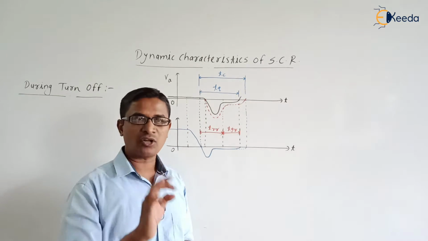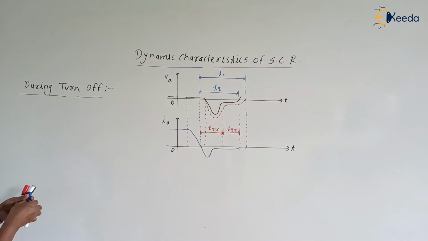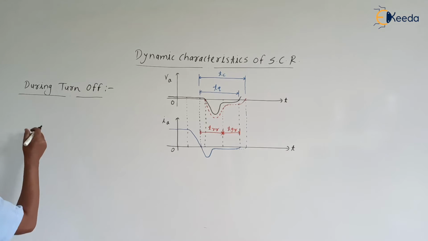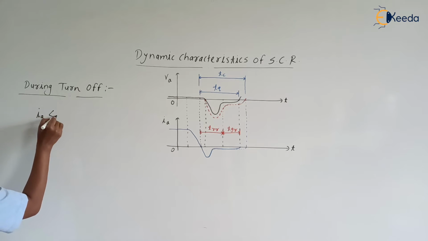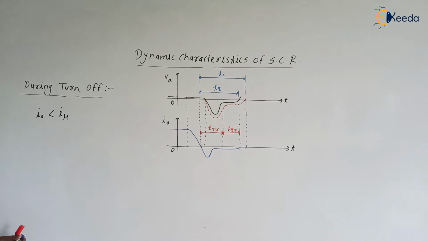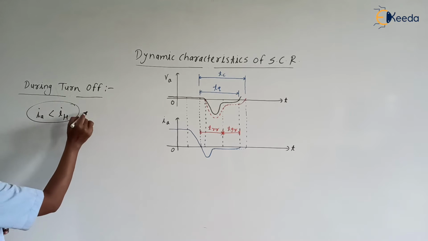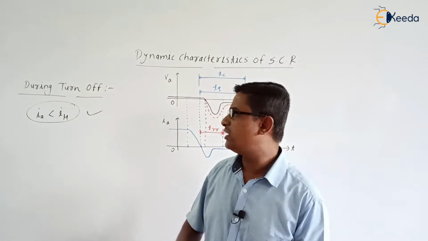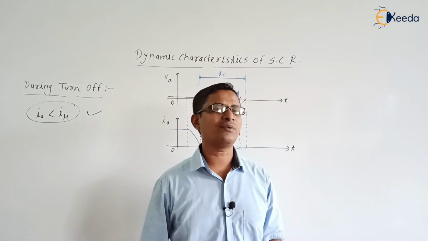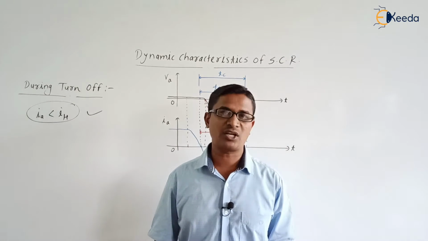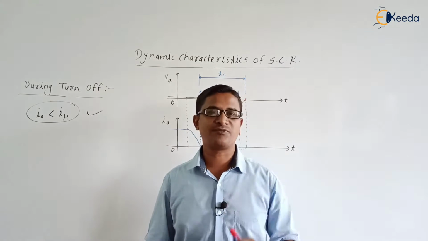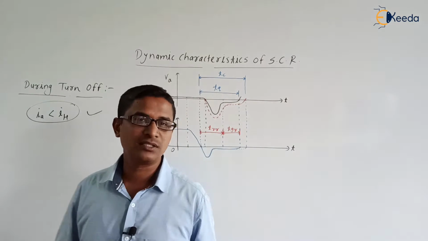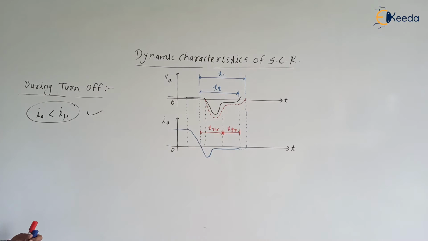So how to turn off the SCR? First of all, we need to reduce the anode current below the holding current value. This is the very first step we need to do. But is only reducing the anode current below the holding current value sufficient to successfully turn off the SCR? No, it is not sufficient. Why? Now we are going to discuss the reason behind it.